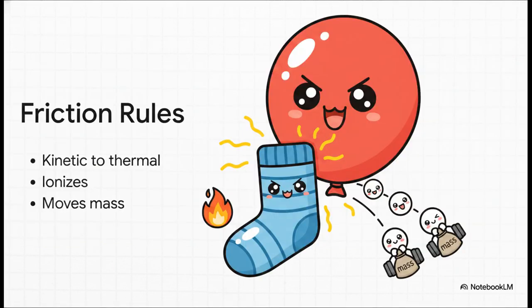Lastly, we've got friction. When you rub 2 insulators together, you're literally converting kinetic energy into thermal energy. That heat provides the ionization energy needed to violently strip electrons from the outer shell of one material's atoms and transfer them to the other.